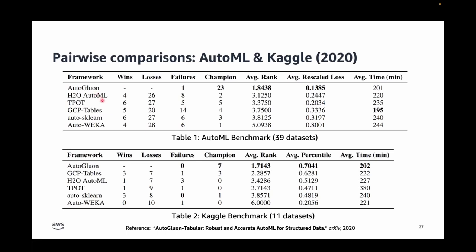Essentially, for each framework, we see how many times this framework does better than AutoGluon on a data set, how many times it does worse, so achieves a higher loss value, and how many failures happen, which is also something that happens to AutoML systems. Sometimes you run out of memory, or maybe there is something in the data, or a bug in the code. So sometimes they just fail and cannot produce a result. Champion is how many times we got the best possible result among all frameworks. Average rank, lower is better, is the average ranking across data sets. And rescaled loss is, for each data set, the loss scaled between 0 and 1, where 0 is the loss of the best model and 1 is the loss of the worst model for this task, and then we average over all the data sets. And this is the time it took to train the system.